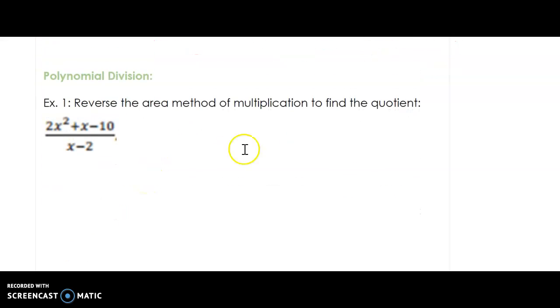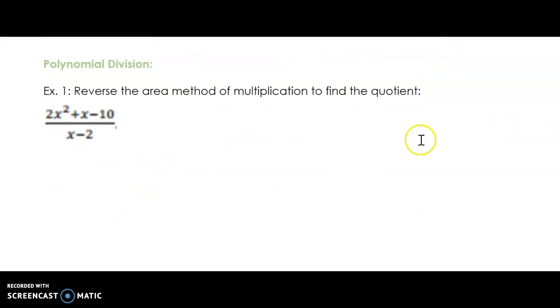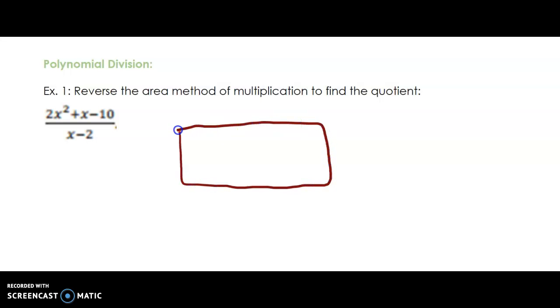We'll keep this one simple to begin. We want to reverse the area method of multiplication to find this quotient. What times x minus 2 will give us 2x squared plus x minus 10? Well, the first thing I'm going to do is draw my area model. I know one factor, and that's x minus 2. I'm going to throw that here on one side of my area model.